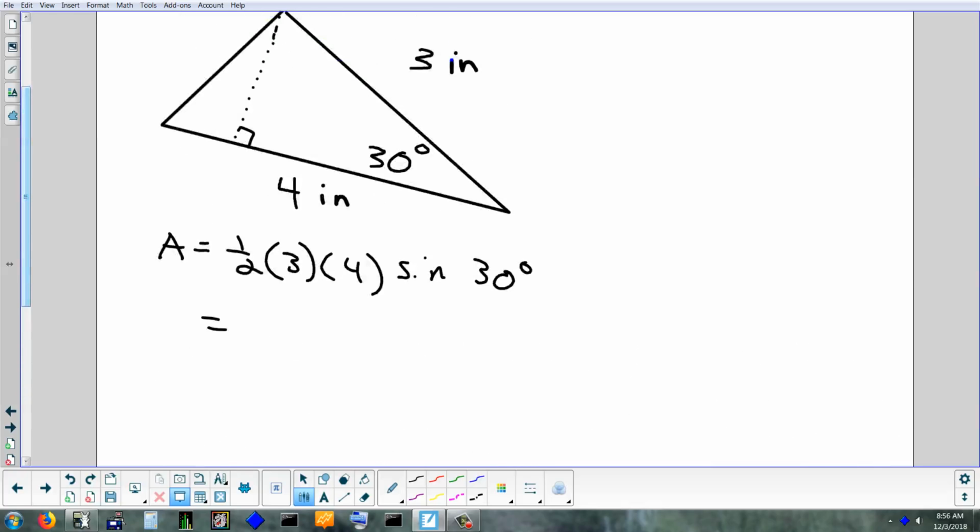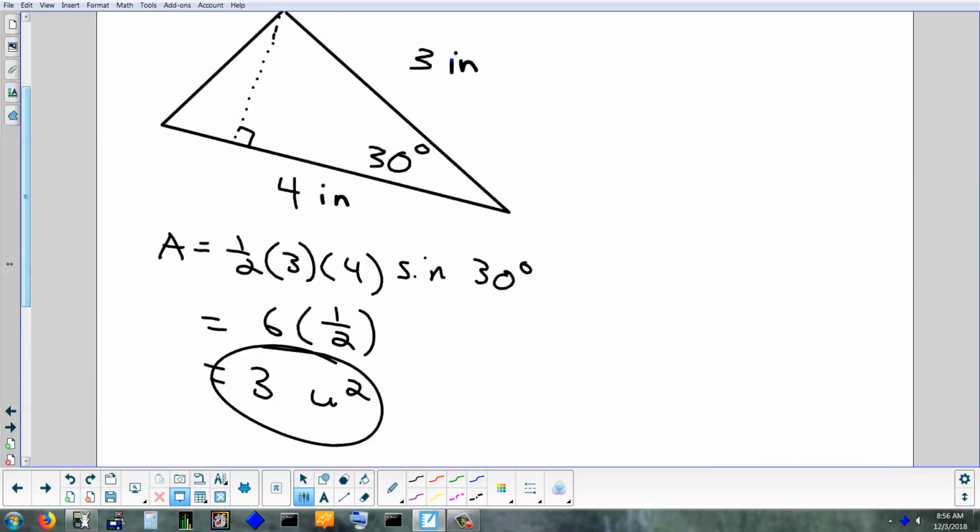All right, so we go through it. Corey, I get 3 times 4 is 12, and then half of 12 is 6. And then we know sine of 30, what does that come out to again? A half. So the area of this triangle is 3 square units. Any questions on that?